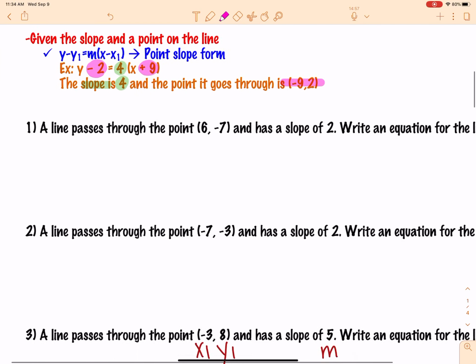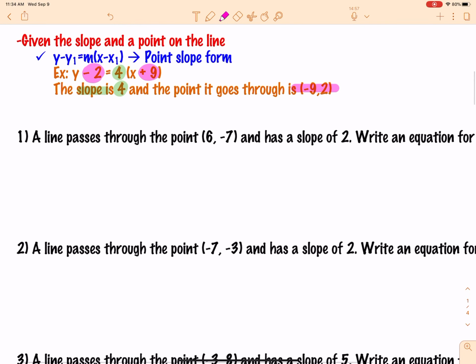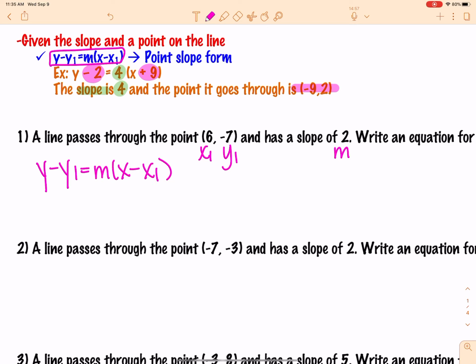So a line passes through 6, -7, has a slope of 2. Write the equation for a line. So this is your x1, this is your y1, and this is your slope of m. So I'll write down the formula, if you want to call it that, just one time, but you guys are going to get into the habit of going right to the answer. So I can look at this problem and go right to the answer.